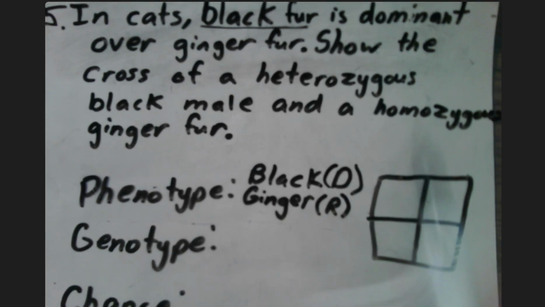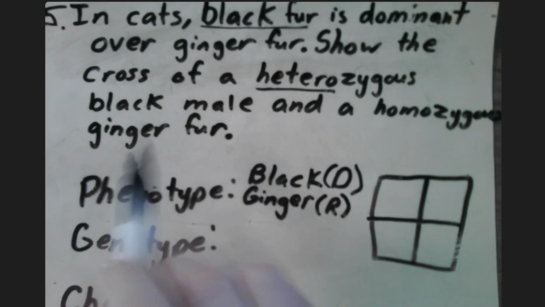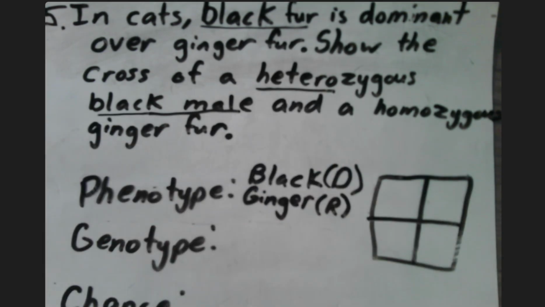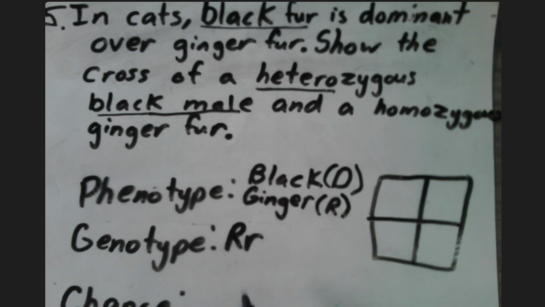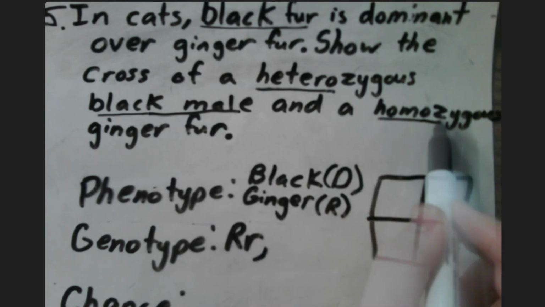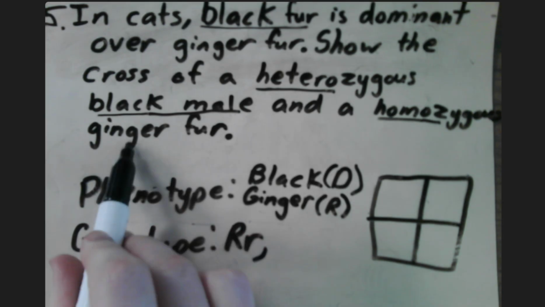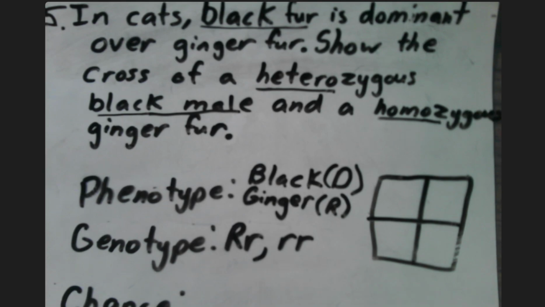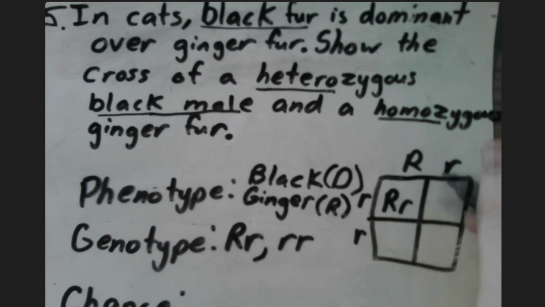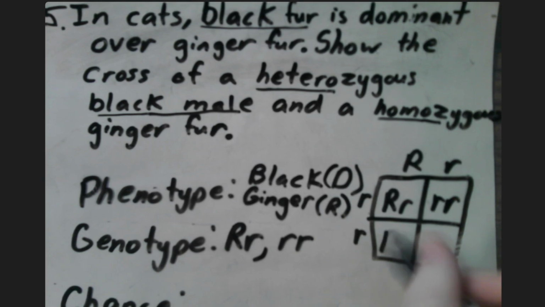Our genotype is heterozygous black male. So hetero means different. I'm going to use R again. We have our heterozygous because they're different. One's capital and one is lowercase. And now we have a homozygous ginger fur. Since ginger we know is recessive, that means that we are going to have 2 lowercase. So now let's put it into our box. Capital lowercase, lowercase lowercase. Now we have a capital lowercase, 2 lowercase, a capital lowercase, and lowercase lowercase.